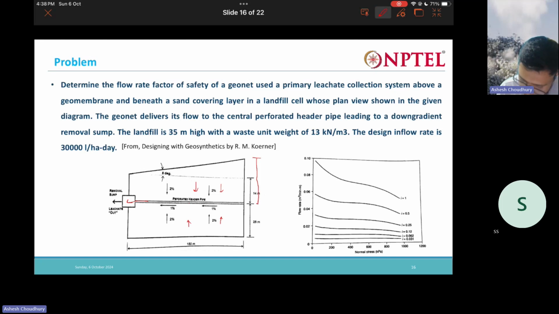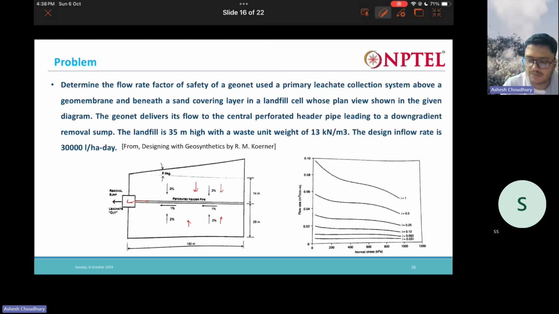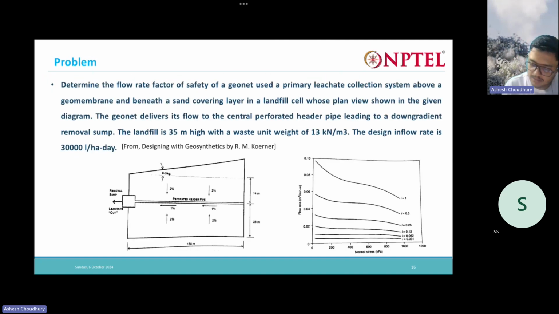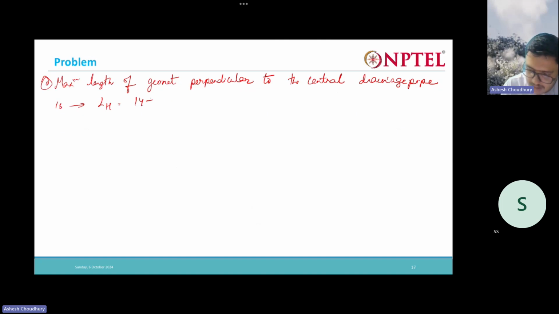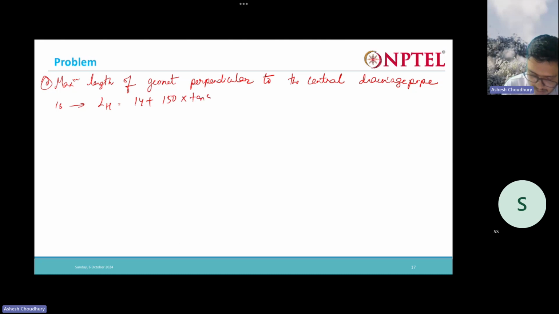This is the maximum length, right? 14 plus this thing will give the maximum length of the geonet that is there. So 14 plus this. This is 5 degrees, which is given, and this also you know, 150. So 150 times tan of 5 will give this. So we'll get 14 plus 150 times tan 5, so this will come to 14 plus 30.1.